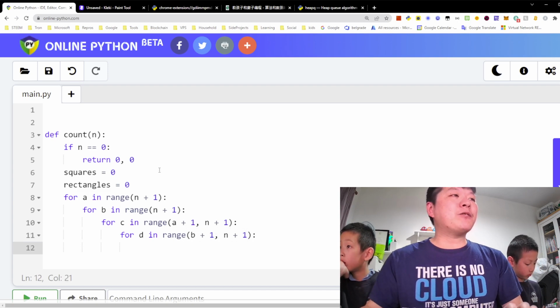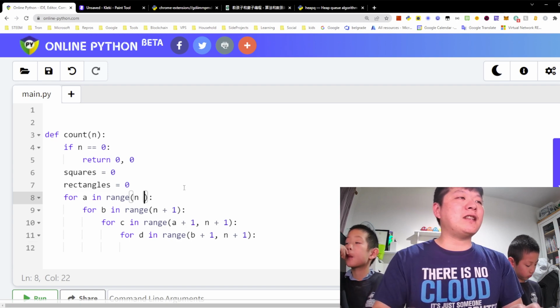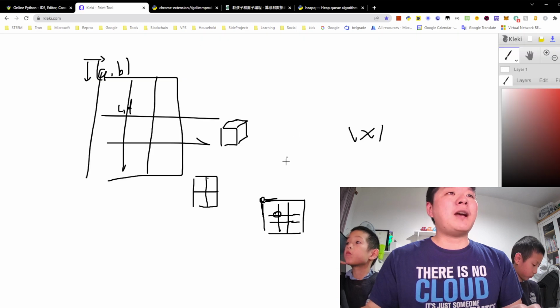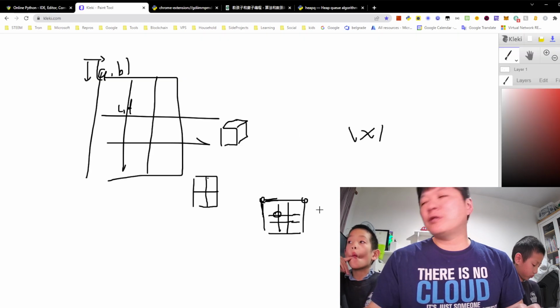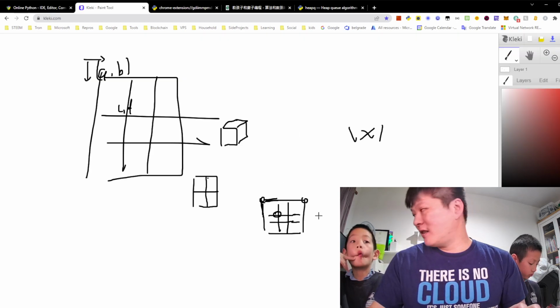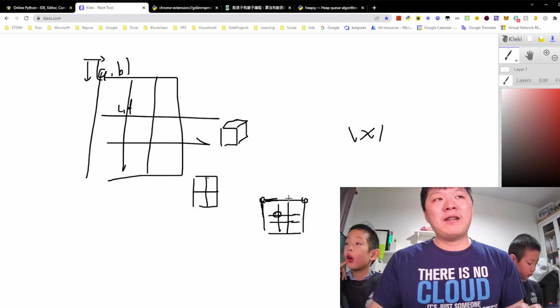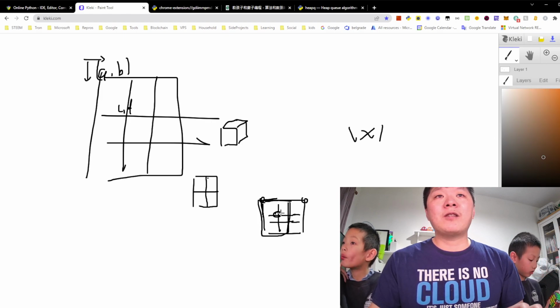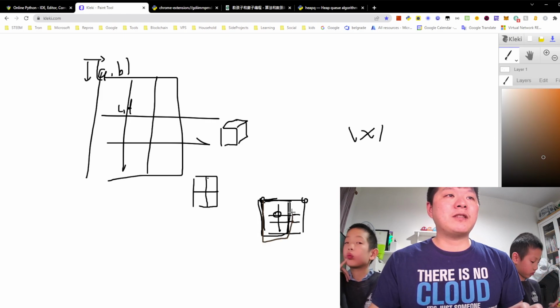Actually, for the first coordinate, it doesn't go to n, right? Because if we go to n, what happens? There is no such point on the right hand side. It will be out of boundary. So the first coordinate will be just on this region, okay.